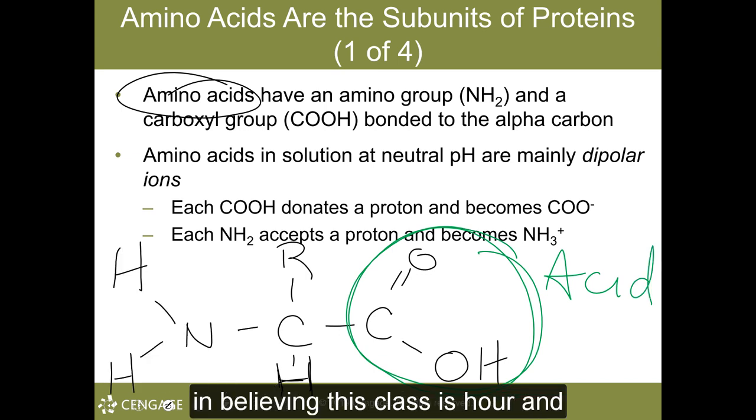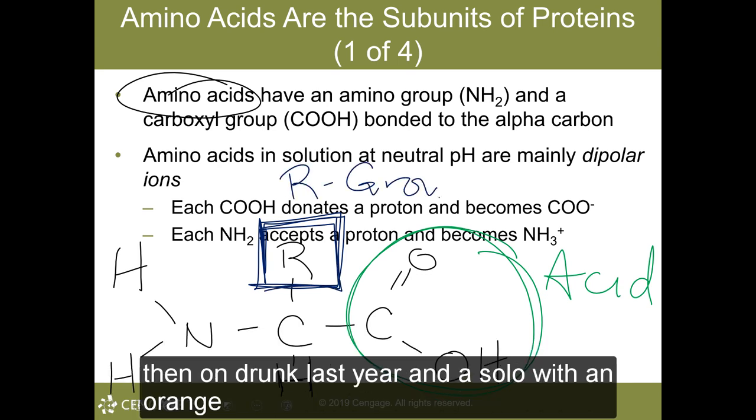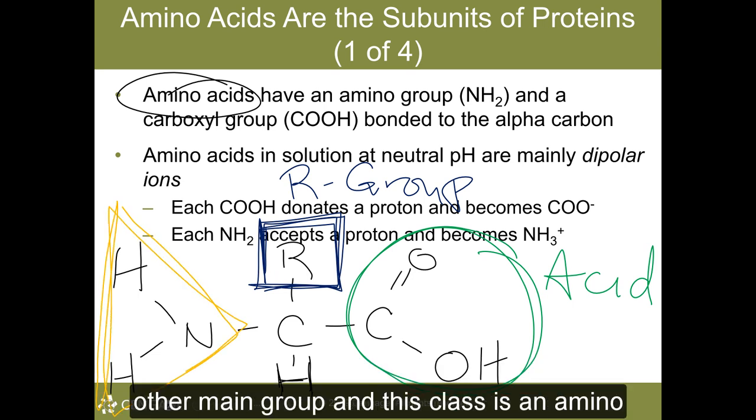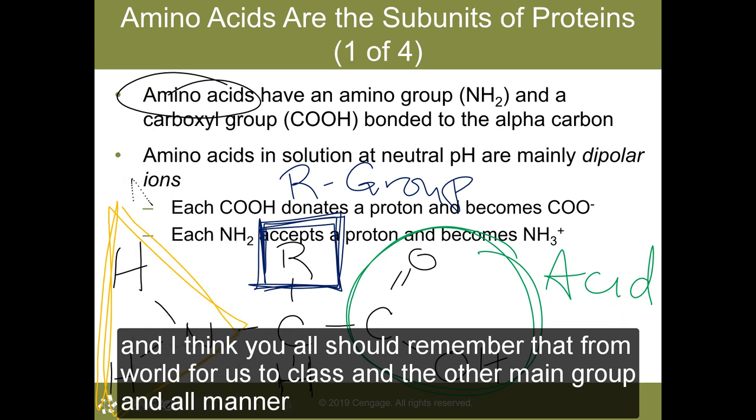In blue, this is our R group. R as in R. Here in blue, this is our R group. The R group is what gives each amino acid its unique properties. The R group does. And then I'll draw here, and I guess I'll go with an orange triangle. That is the amine group. And this is an amino acid. And I think you all should remember that from where we were before. I'll just put the amine group and draw with an arrow.